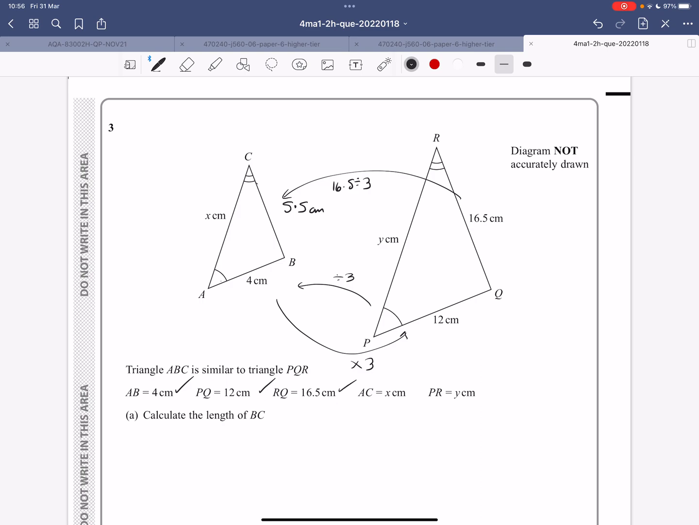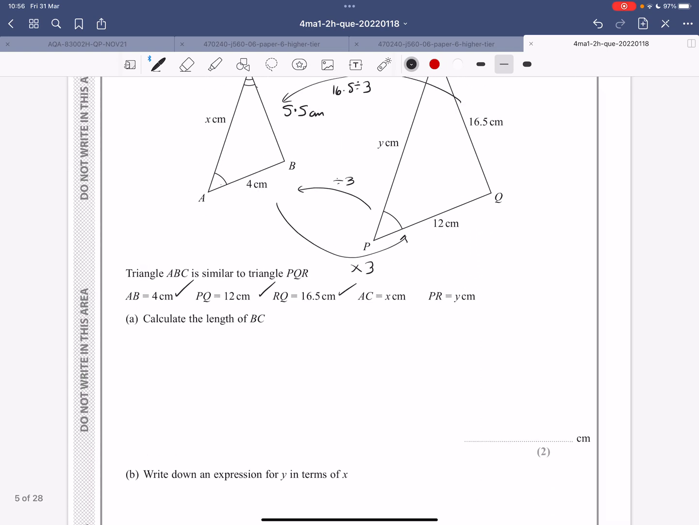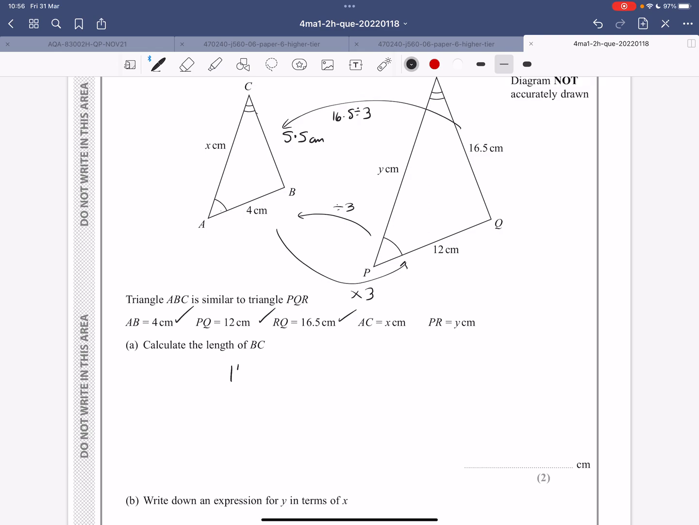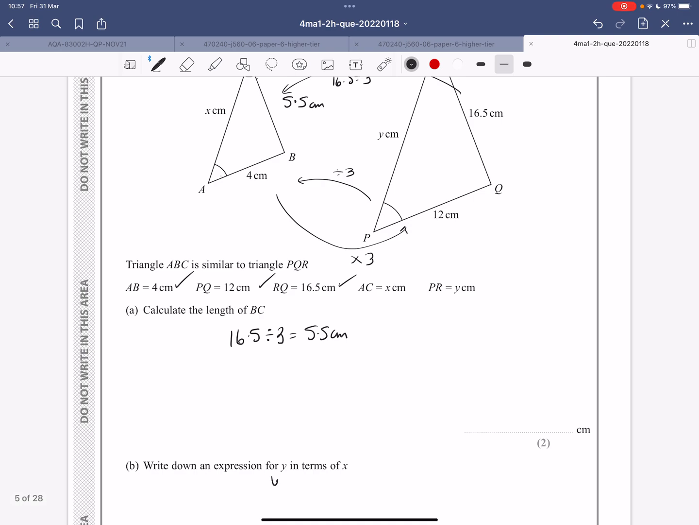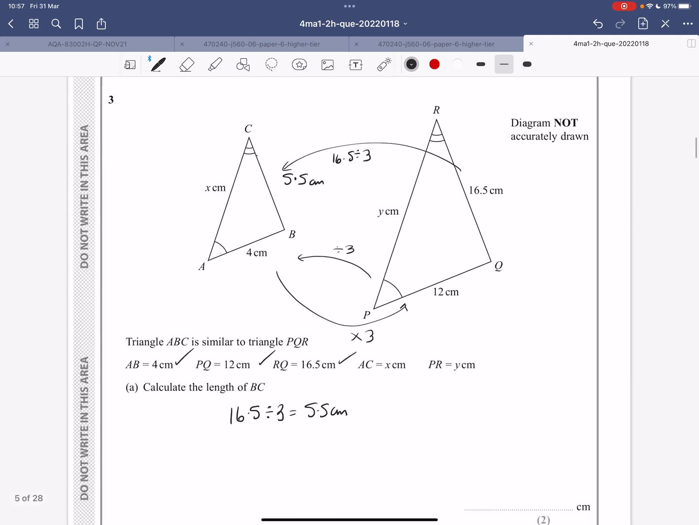Okay. AC is x, which we've got on there, and PR is y. Calculate the length of BC. I think I've done that in the preamble. It's 16.5 divided by 3, 5.5 centimetres. Write down an expression for y in terms of x. So y is 3 times x. Okay, that's all we can do with that one, because this one, y, is 3 times that one, because x times 3 makes y.